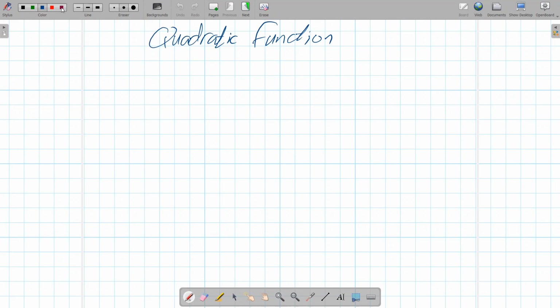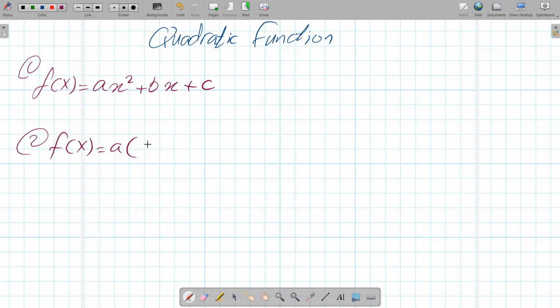Mainly, we have three forms for the quadratic function. The first one is called the standard form, which is f of x equals ax squared plus bx plus c. The second form is called the vertex form, which is f of x equals a times x minus h whole squared plus k. And h and k represent the vertex point.